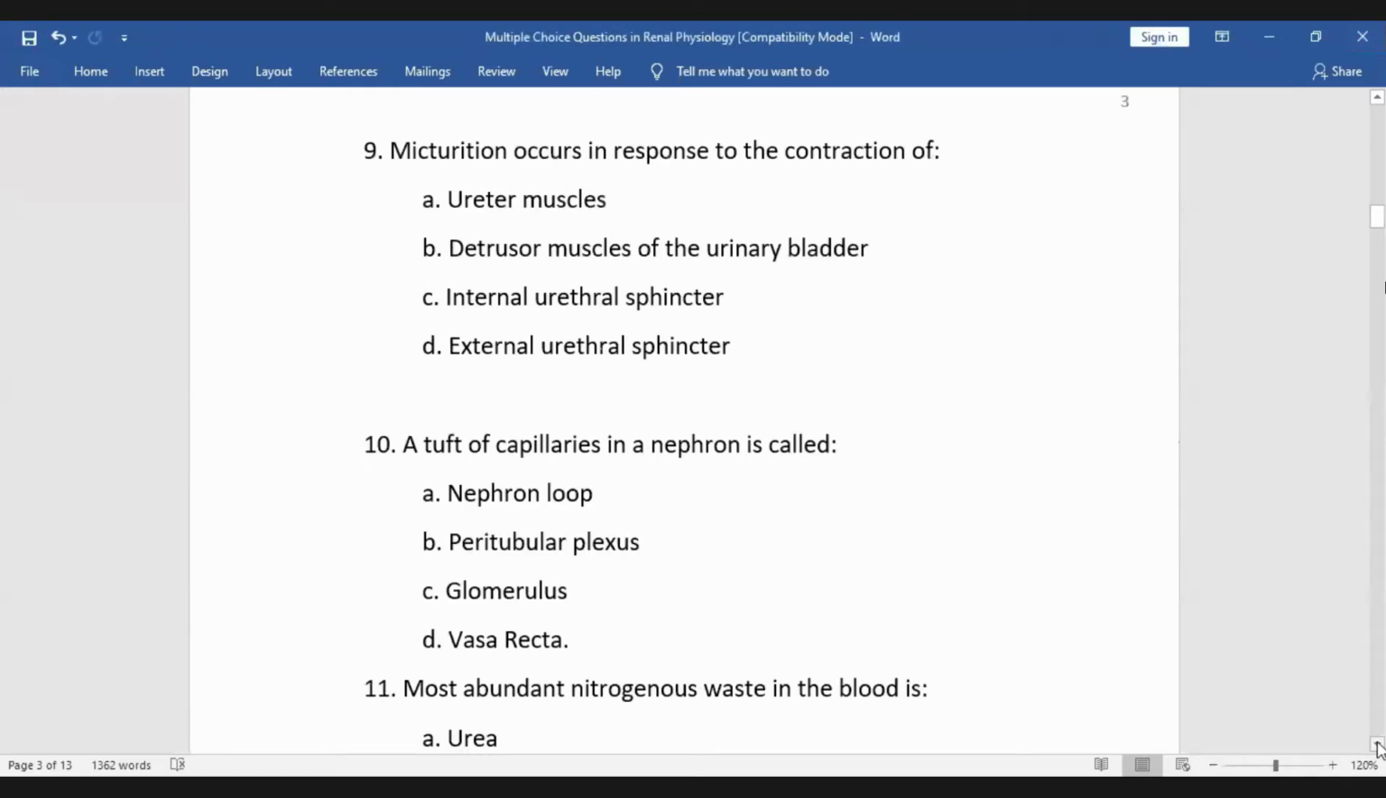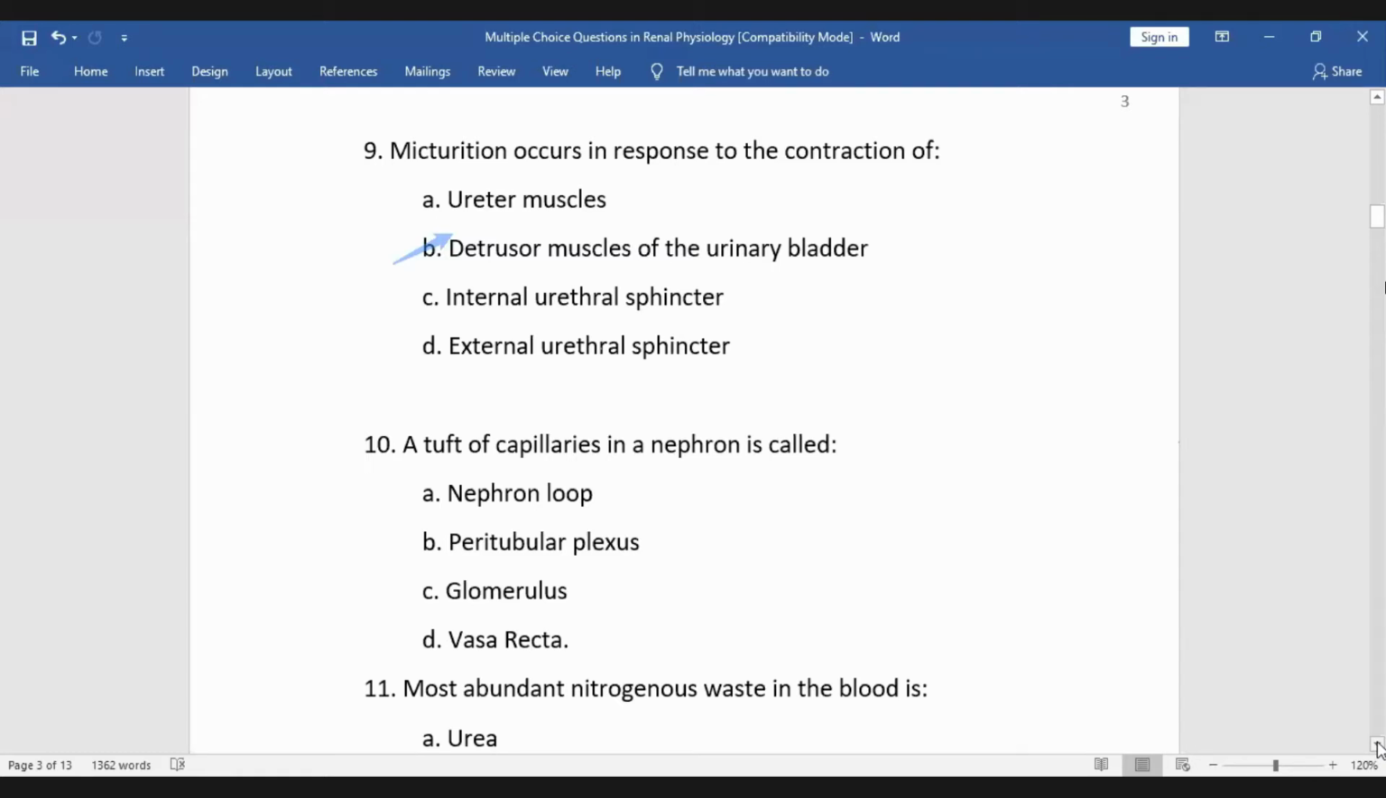Micturition occurs in response to the contraction of what? Micturition means the process of urination. Yes, B is the correct answer: detrusor muscles of the urinary bladder. Now, you have to read everything simultaneously. Micturition occurs in response to the contraction of ureter muscles, no. Contraction of detrusor muscles, yes. Contraction of the internal sphincter, no. Contraction of the external sphincter, no. So detrusor muscle contraction is the correct answer.